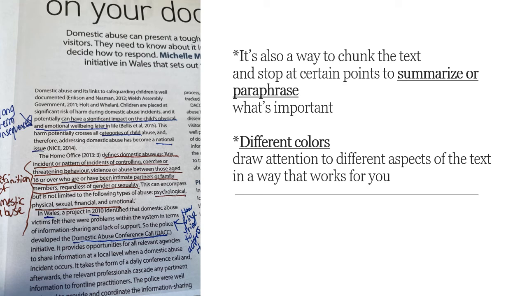The idea is to go bit by bit and be able to summarize or paraphrase what you've seen that is striking or important. And again, the use of different colors is one really helpful way to draw attention to different aspects of the text. But what's important is for you to do it in a way that works for you. It doesn't have to be different colored pens or highlighters.